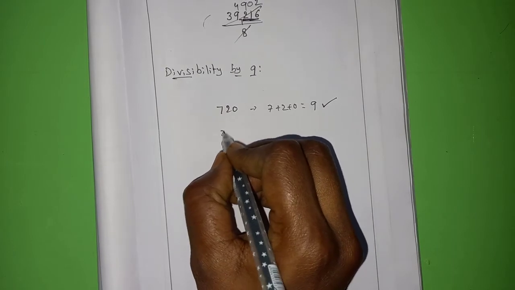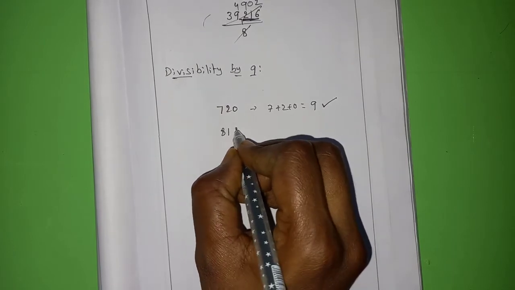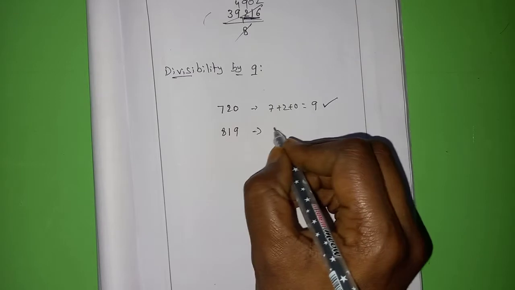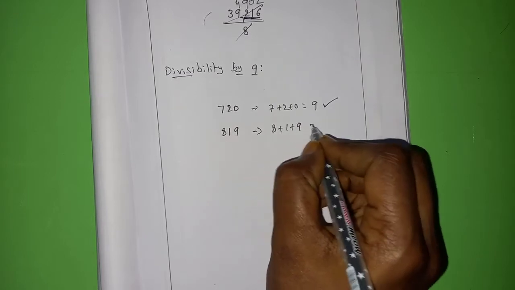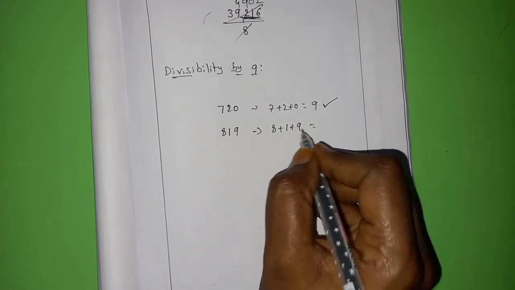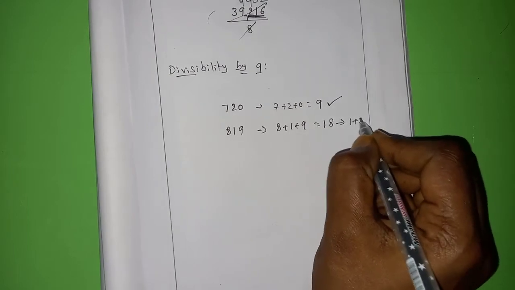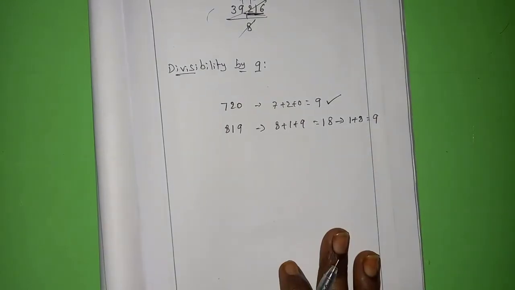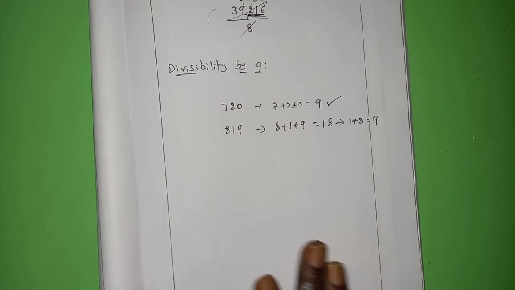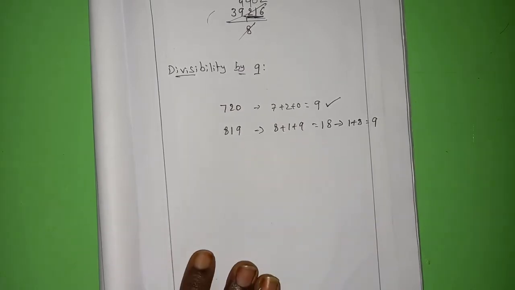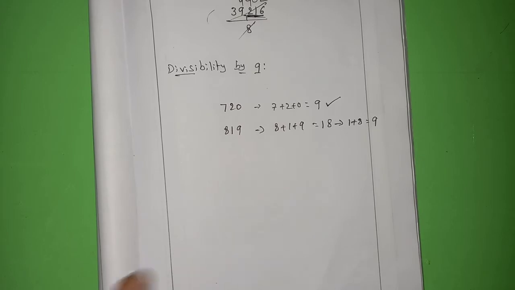Next, 819. 8 plus 1 plus 9. 8 plus 1, 9. 9 plus 9, 18. So again, 1 plus 8. The result is 9 or not? Right? So, when you add all the numbers, if the result is 9, then that number is divisible by 9.